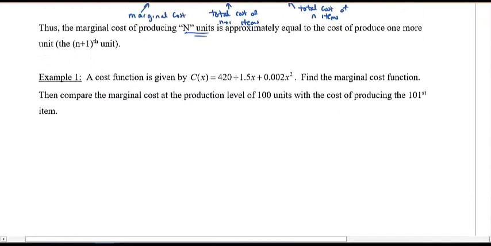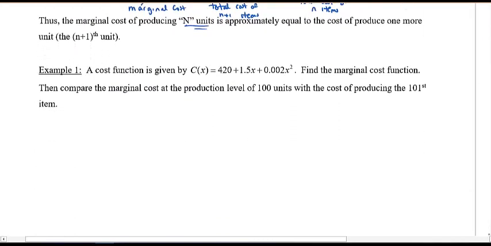So let's look at this example now. I have a lovely cost function. It's a polynomial, thankfully. And I said find the marginal cost of this function, and then compare the marginal cost at the production level of 100 units with the cost of producing the 101st item.